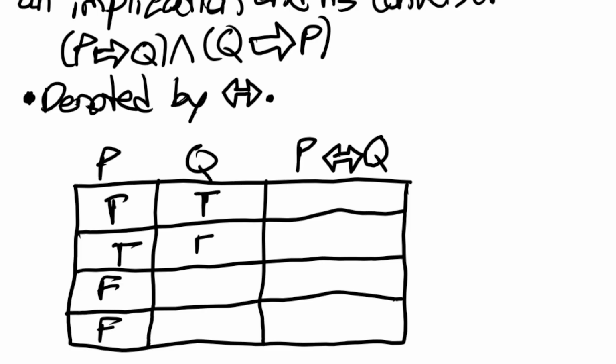We'll put our truth values in here for P and Q. When both statements are true, the biconditional is true. But when the truth values do not match, it is false.